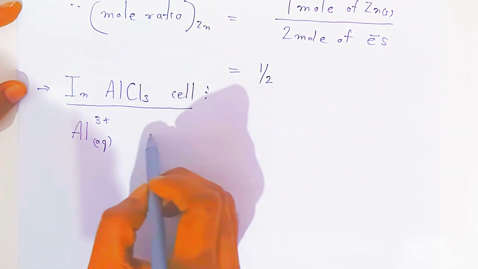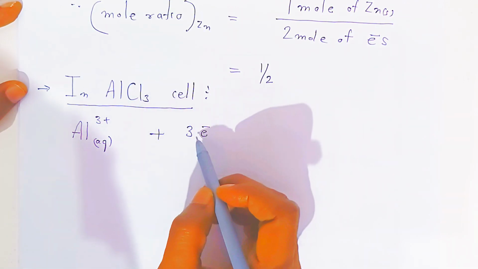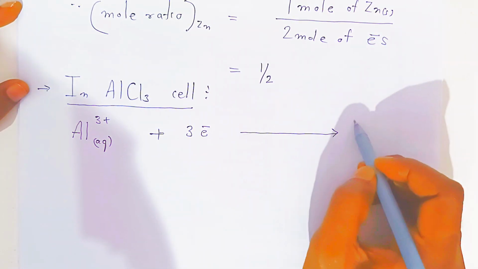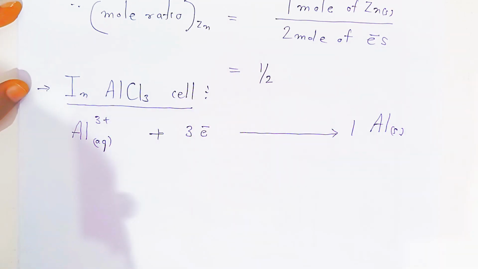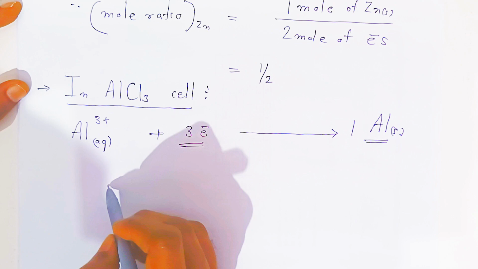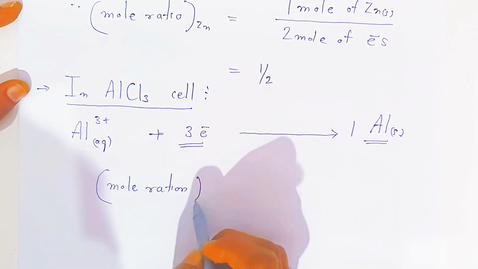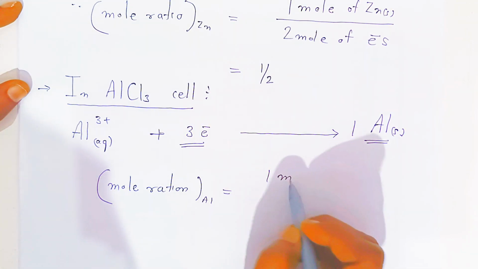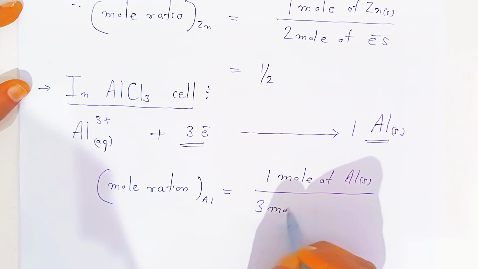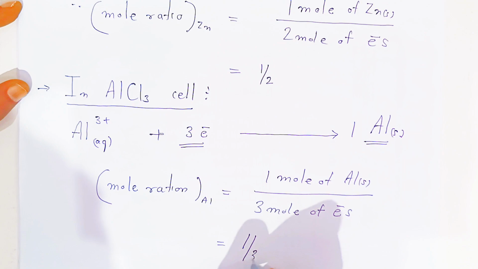It will accept students 3 moles of electrons. If you want to reduce 1 mole of Al3+, you have to accept 3 moles of electrons, and then 1 mole of aluminum solid will deposit. Okay students, now what is the ratio between this solid and the electrons? So the mole ratio here for aluminum will be 1 mole of aluminum solid requires 3 moles of electrons. Here the mole ratio will be 1 upon 3.